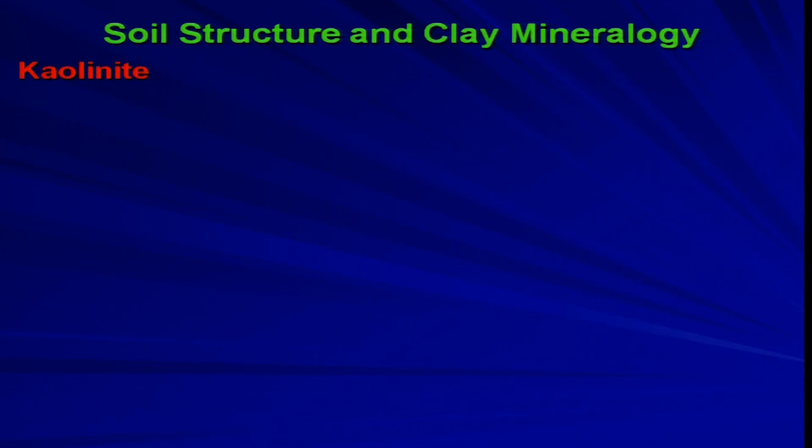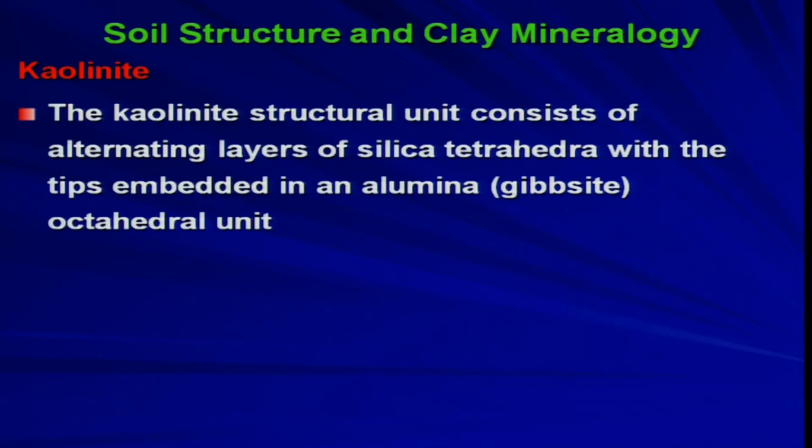So, as we have seen in the last lecture, there are three major groups in the clay minerals. One is the kaolinite group, another one is the montmorillonite group, and the last one is the illite group. In the kaolinite group you have the kaolin clay mineral. So, the kaolinite structural unit consists of alternating layers of silica tetrahedra with the tips embedded in an alumina, that is the gibbsite octahedral unit. So, you have silica tetrahedra and one unit of alumina, and they are combined with each other to form the kaolinite structure.